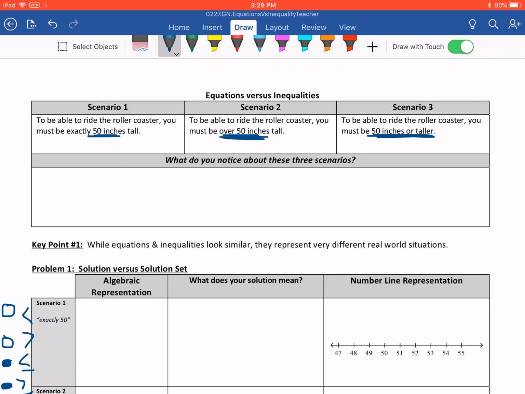So I want us to sit here and think for a second. What do we notice about these three scenarios? How are they similar? What do we notice about them? Well, what I notice is each of them uses the number 50, right? So what do we notice? They all use 50.